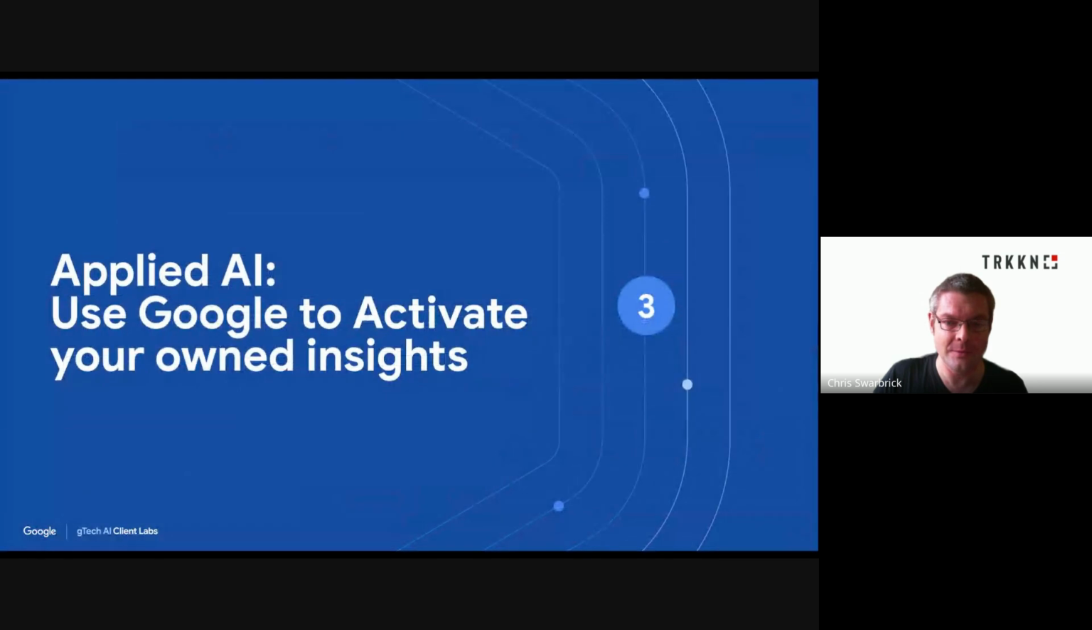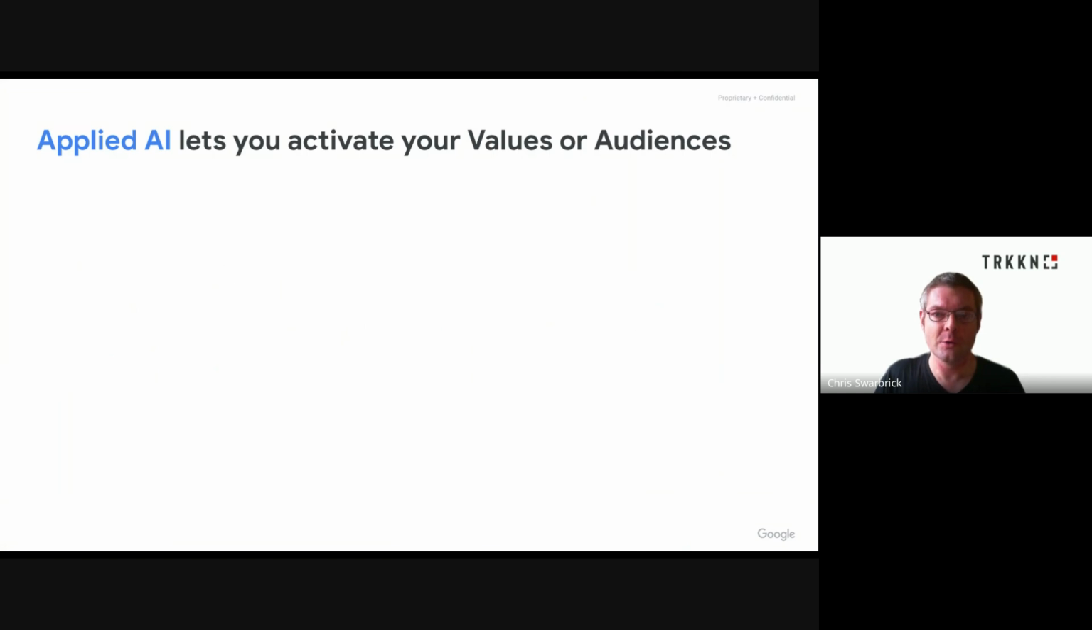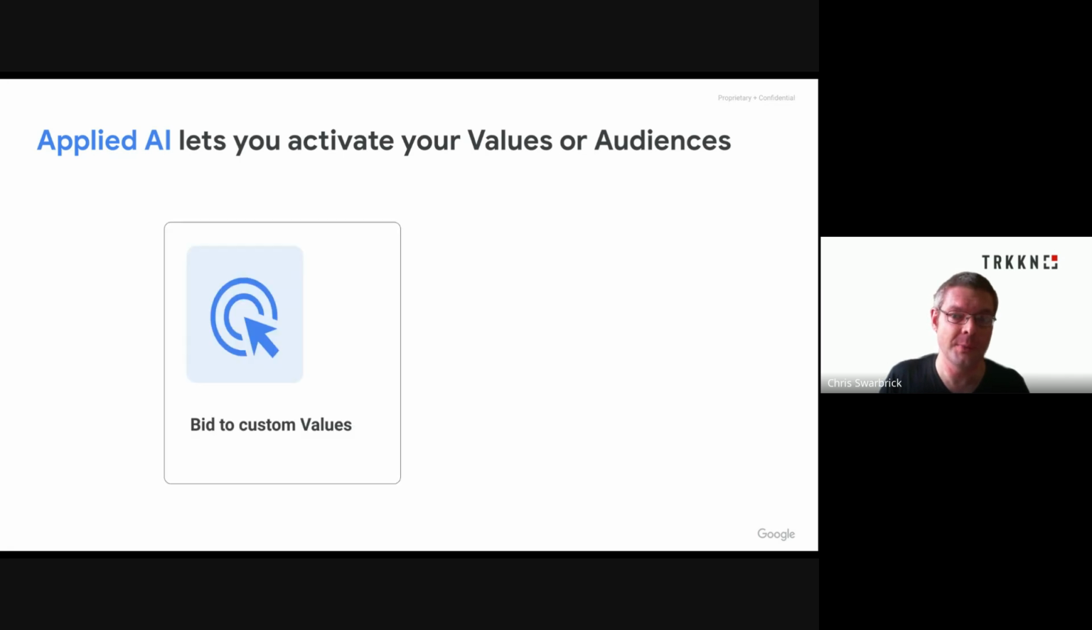So now we're going to talk a little bit more about applied AI. As I've mentioned before, this is about leveraging your data in combination with AI tools to generate insights not known to anybody else. There are obviously many different applications for this, but when it comes to activation, they're really likely to fall into one of two buckets.